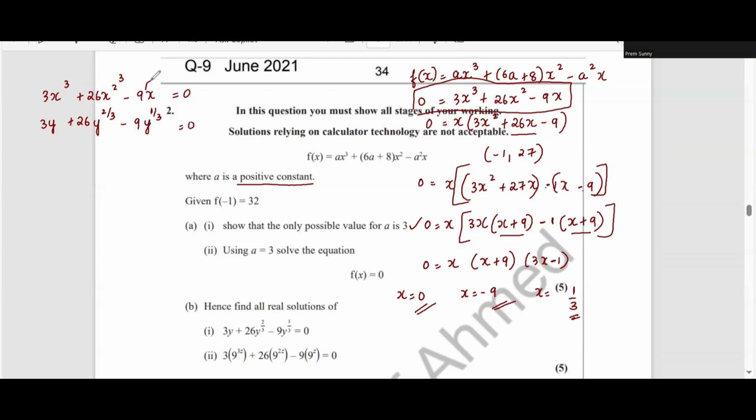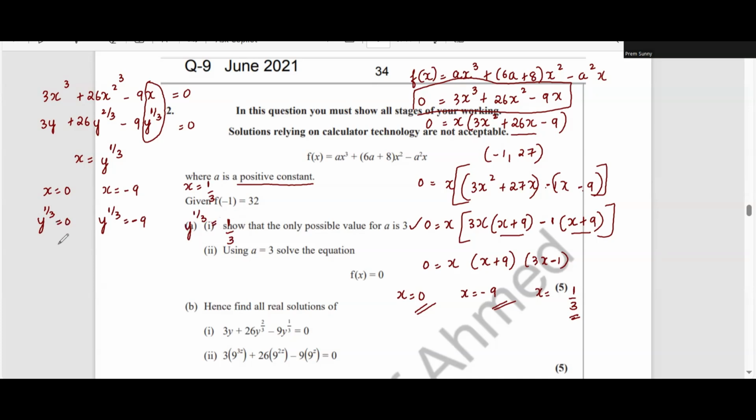We need to compare both the equations and see what we are replacing instead of x. So instead of x, we are replacing it with y to the power of 1 by 3. We already have the answers for x here. X is equal to 0, x is equal to minus 9, and x is equal to 1 by 3. Now, instead of x, we'll replace it with y to the power of 1 by 3. Y to the power of 1 by 3 is equal to 0, y to the power of 1 by 3 is equal to minus 9, and y to the power of 1 by 3 is equal to 1 by 3.